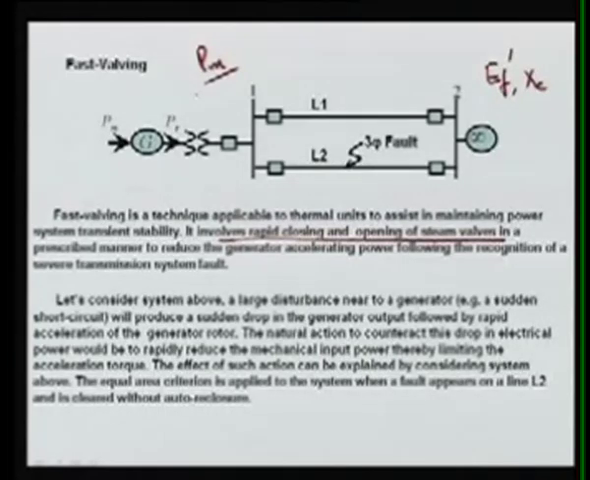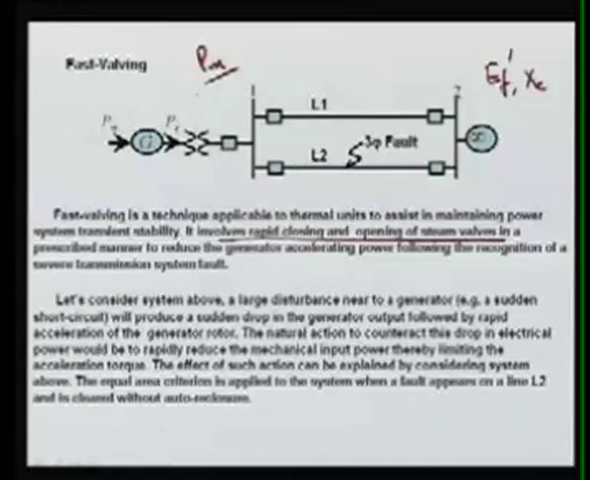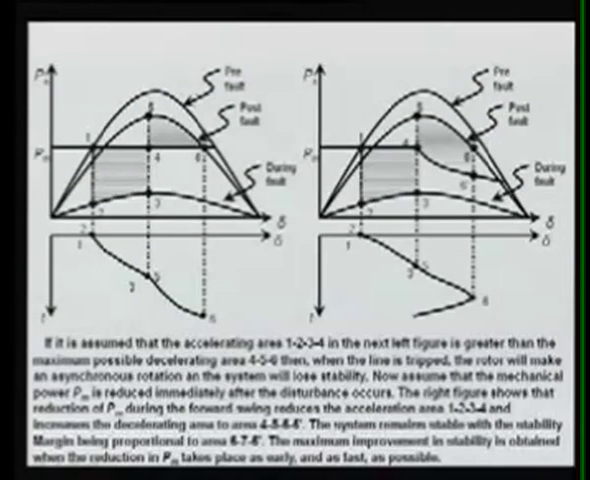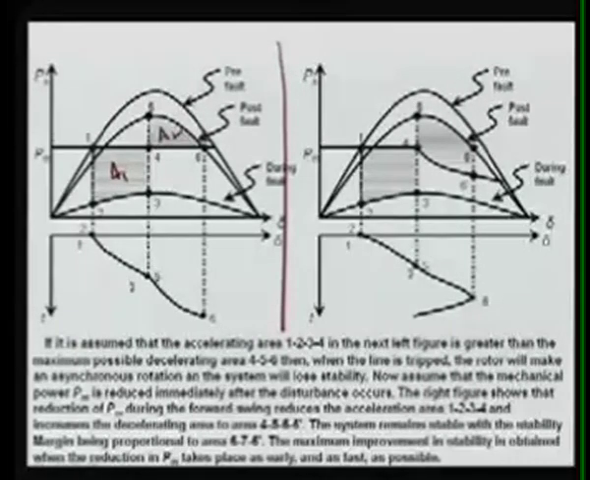This can basically be done by the rapid closing and opening of the steam valves in a prescribed manner to reduce the generation oscillating power following the recognition of a severe transmission line fault. Let us see this curve here. The left hand side is a diagram when there is no fast valving action, and you can see this area A1 is more than your area 2 and your system is unstable. Already I explained this when I was explaining your EF system, meaning with the AVR action.